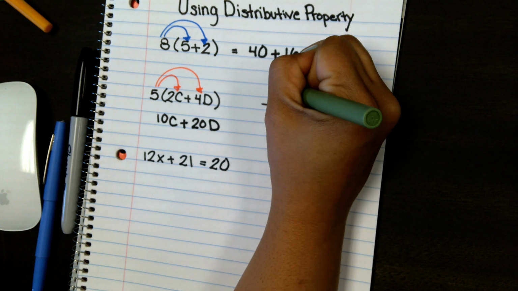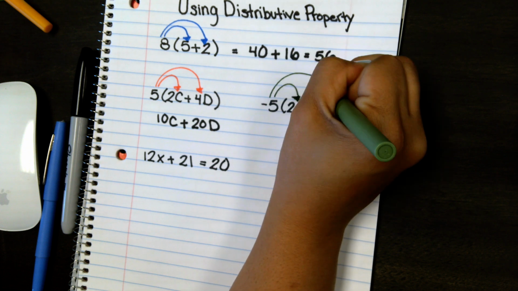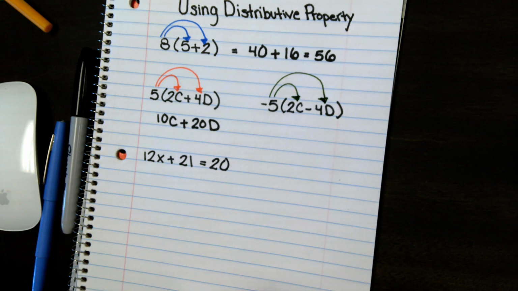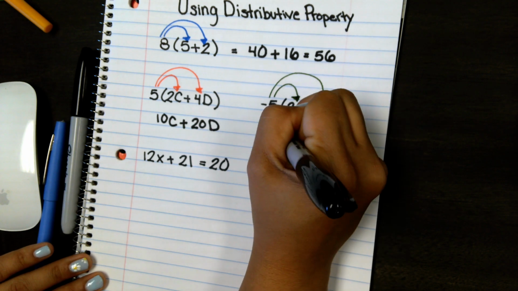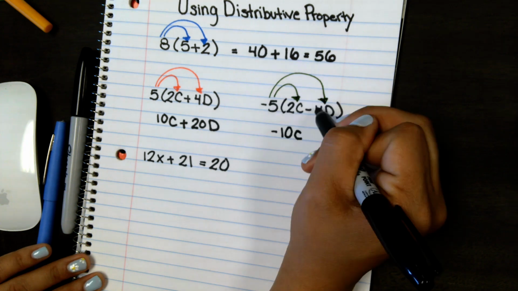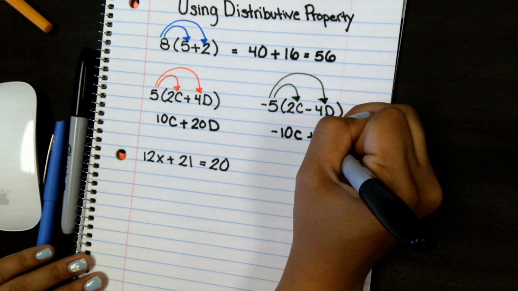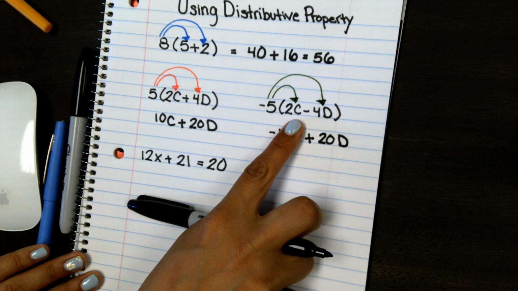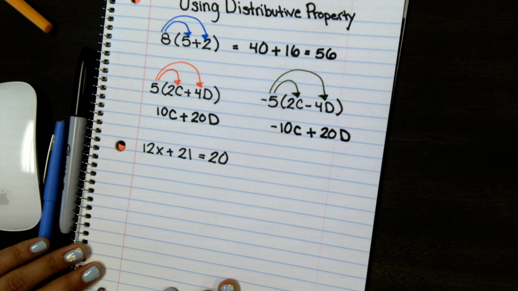So negative 5 times 2c, and then negative 5 times negative 4d. Negative 5 times this positive 2c would be negative 10c. Negative 5 times negative 4d, oh, a negative times a negative is a positive 20d. So be very careful when you do have these negatives involved. Make sure you're paying attention to the sign because it makes your problem, your response, very different.